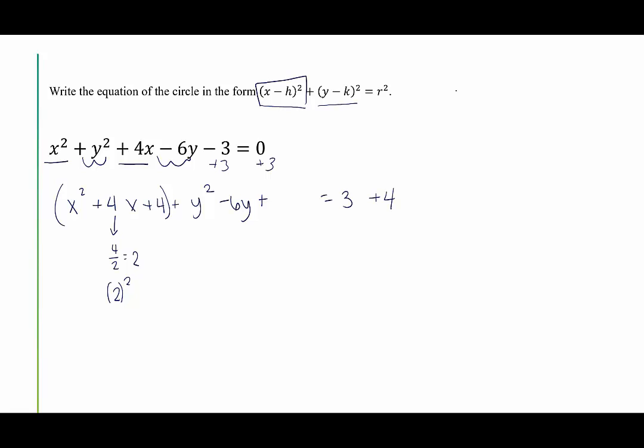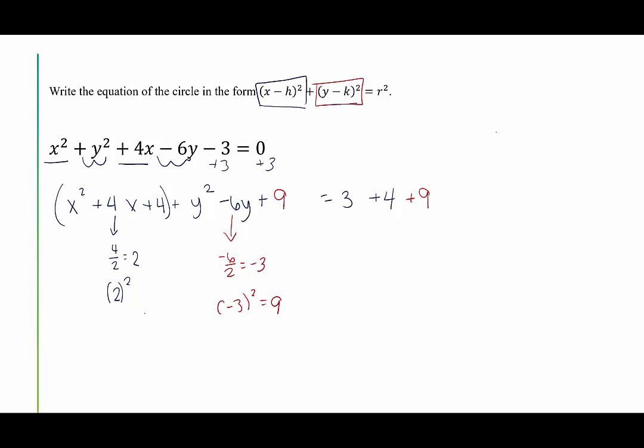Okay, now let's look at our y terms. We have y² - 6y. I need to add something so that that becomes a perfect square trinomial of the form (y - k) squared. So what do we do? We take that middle coefficient, -6, we divide it by 2, that gives me -3, and we square -3 to figure out that missing third term. -3 squared is 9. So I'm going to add 9 to the left-hand side, and I need to add 9 to the right-hand side as well.